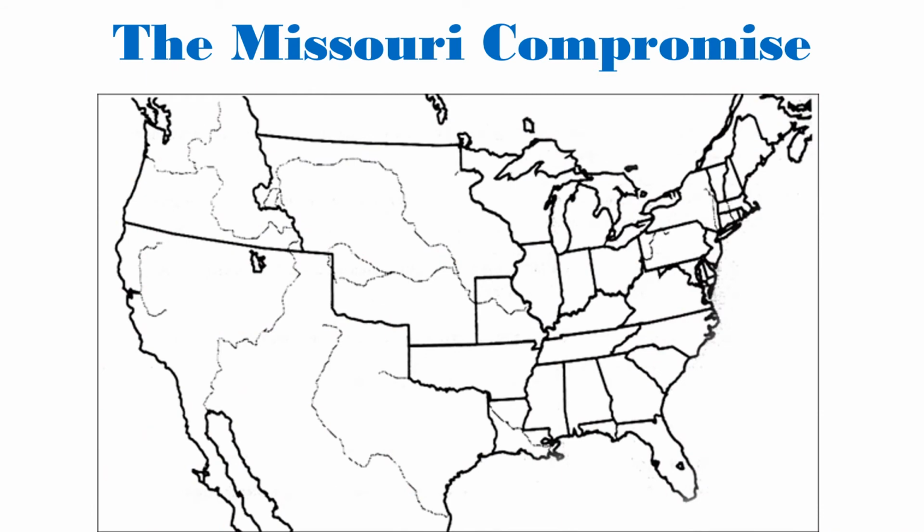So here's how the compromise looks on the map. First, you have Maine. That's Maine right there. That becomes a free state. Missouri would be a slave state. And then you had the border between slavery and non-slavery. You had the Mason-Dixon line, you had the Ohio River, and then the southern border of Missouri going on here.